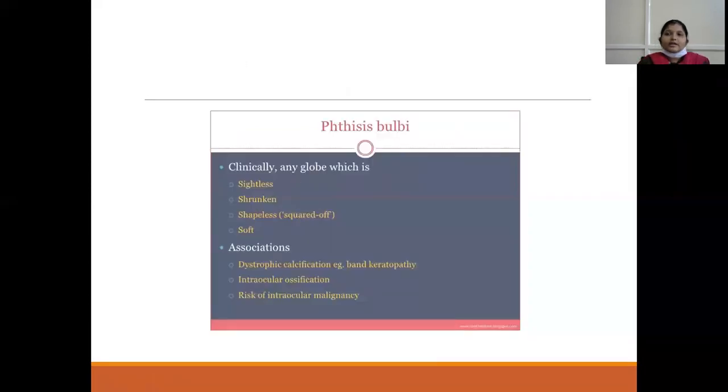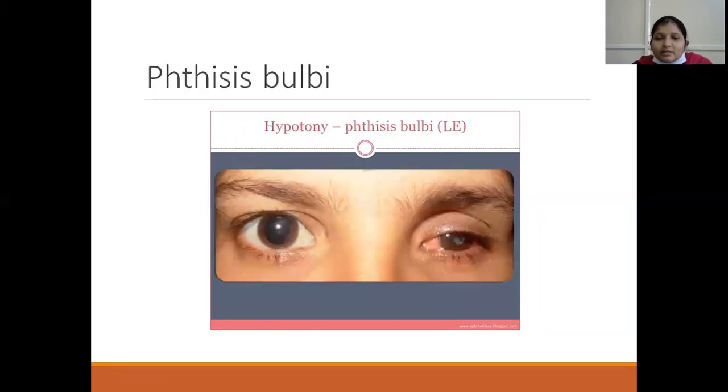Next, a late complication is phthisis bulbi. So what is this phthisis bulbi? It is a globe which is sightless, shapeless, shrunken, and soft, associated with dystrophic calcification or ossification, and there is a risk of intraocular malignancy. So this is a picture showing hypotony with phthisis bulbi.